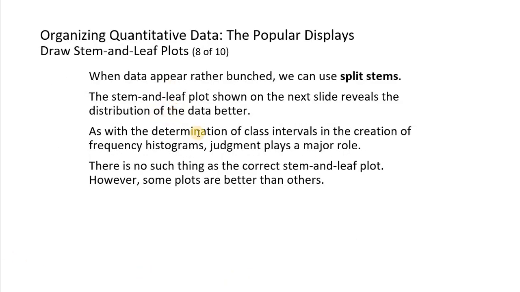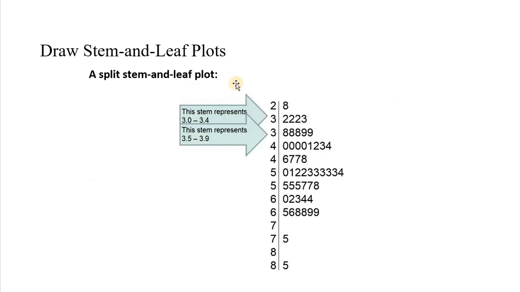When data appears rather bunched, which means some stems are very big or very long, we have a lot of values there, we can split the stems. The stem and leaf plot shown on the next slide reveals the distribution of the data better. As with the determination of class intervals and the creation of the frequency histogram, judgment plays a major role. There is no such thing as a correct stem and leaf plot. However, some plots are better than others, just like relative frequency tables for continuous data.